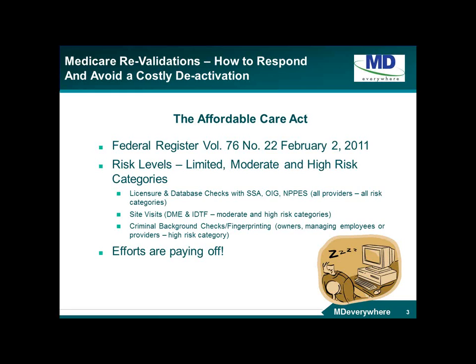Detailed in the Federal Register, Volume 76, Number 22, February 2nd, 2011, and implemented on March 25th of 2011, the ACA called for all providers, meaning professional, institutional, and suppliers, enrolled after March 2011 to be revalidated under new screening guidelines. This revalidation process will be repeated every 5 years and every 3 years for DME suppliers. All providers and suppliers need to be revalidated by March of 2015.